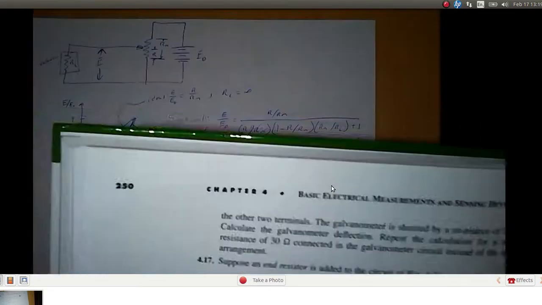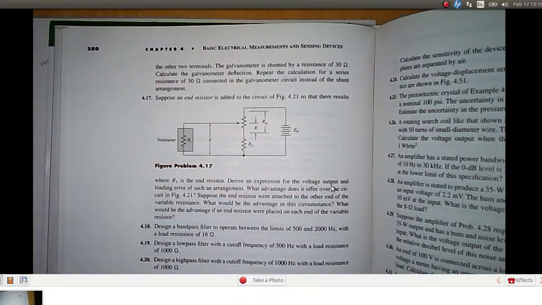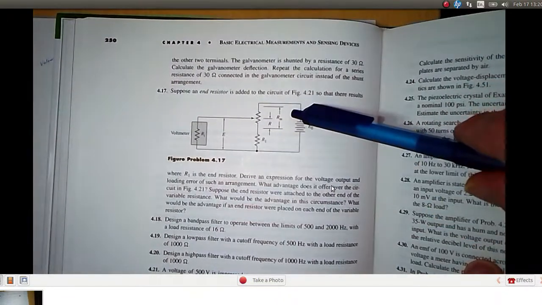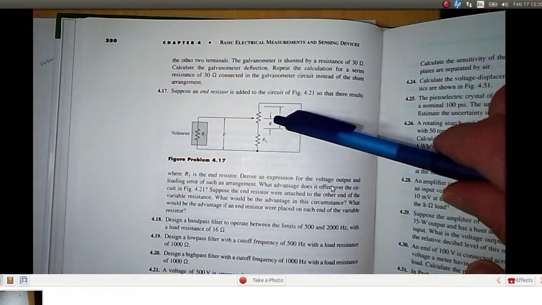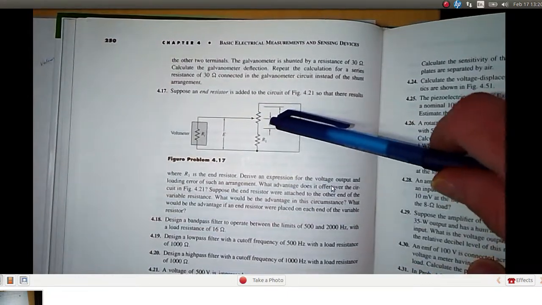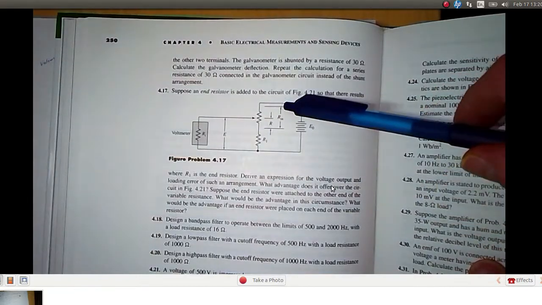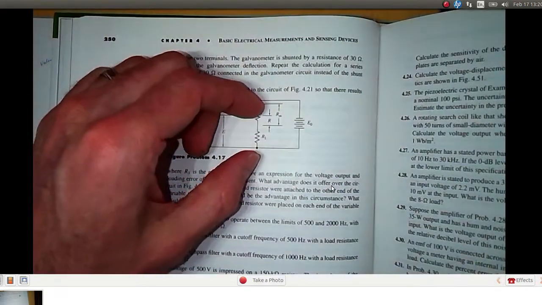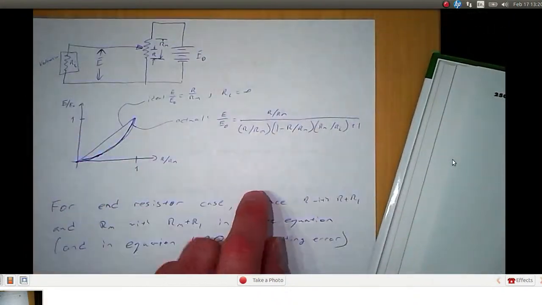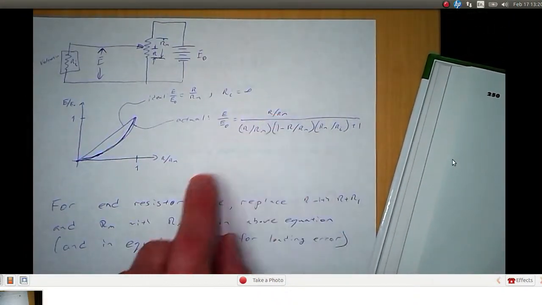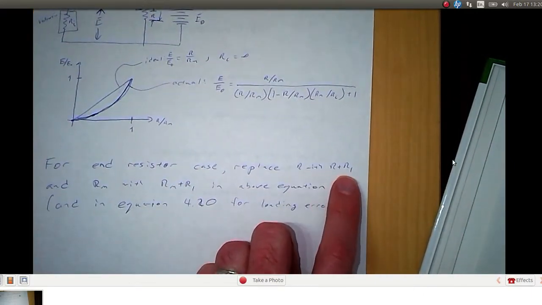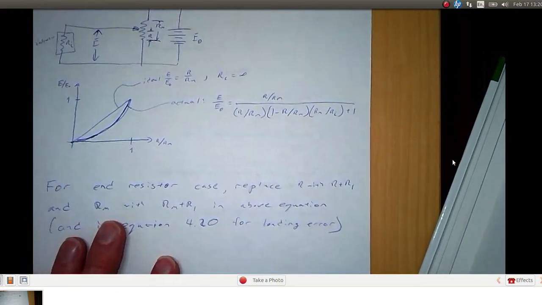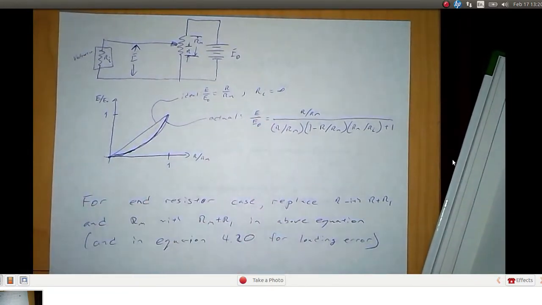And if we wanted to find a similar expression for this circuit, then we would just be replacing R in the original circuit with R plus R1, and Rm in the original circuit with Rm plus R1. So we're concerned with the ratio here. This resistance relative to the total resistance. So we want R plus R1 relative to Rm plus R1. So to find the expression, we simply substitute. We replace R with R plus R1, and we replace Rm with Rm plus R1 in this equation. And that will give us the ratio of the voltage measured to the input voltage.